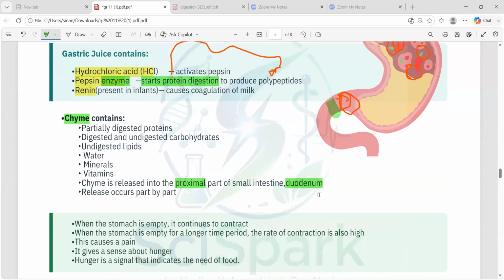Now the food will be released slowly, like it will be coming into the small intestine. And when the stomach is empty, okay, these are facts to remember. When the stomach is empty, what happens is it will be continuously contracting. Okay, we feel hunger due to this only. When there is no food inside our stomach, the stomach will do what? The stomach will start to contract continuously.